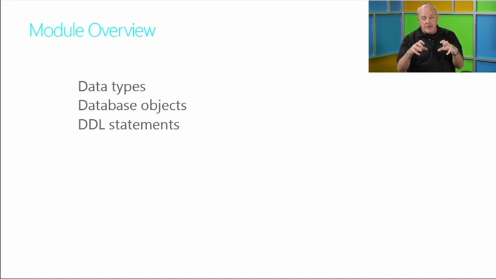We'll look at database objects. We're just going to mention a few of them, the most commonly used objects. And then we'll look at DDL, data definition statements. These statements are used for defining new objects. So we'll introduce the statements that are associated with DDL, and then we'll use a couple of those statements just to show you how they all work together.